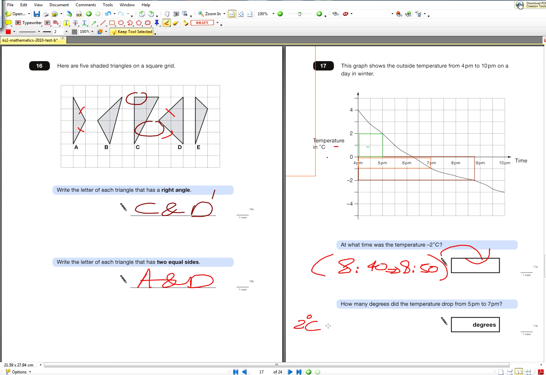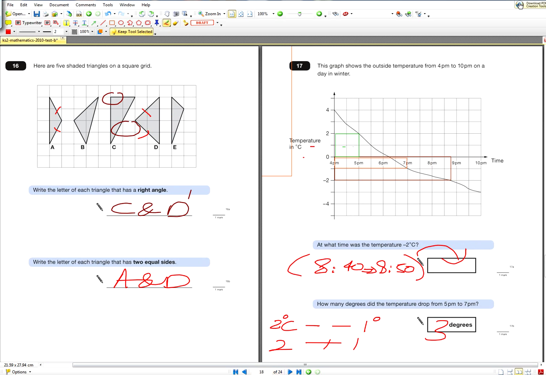So you've got to work out the difference between 2 degrees and -1. So 2 degrees take away -1. Okay, now this is called dealing with double negatives. So 2 degrees minus, when you have 2 minuses physically next to each other, they become a plus. Well done. So it becomes 2 add 1. So the answer is 3. Let's move on.